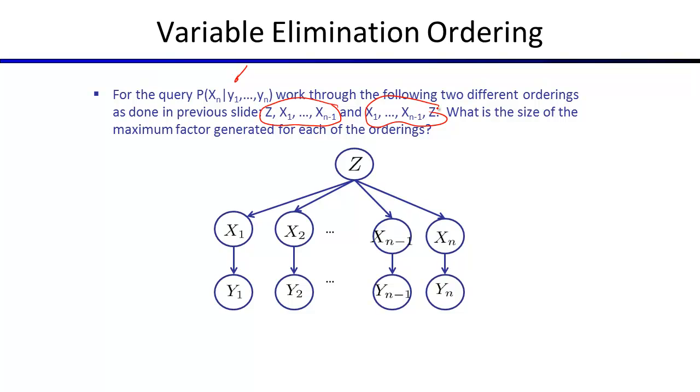Let's give you a minute to think about what the sizes of the factors are generated along the way for each of these orderings and which one is computationally better than the other one. And yeah, chat with your neighbor to make sure you come to a good answer.